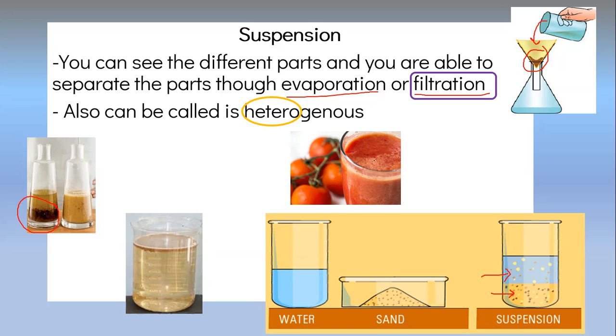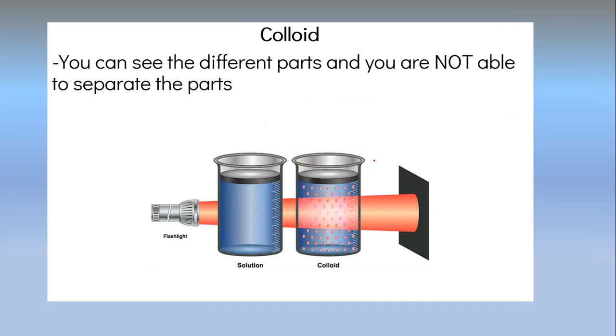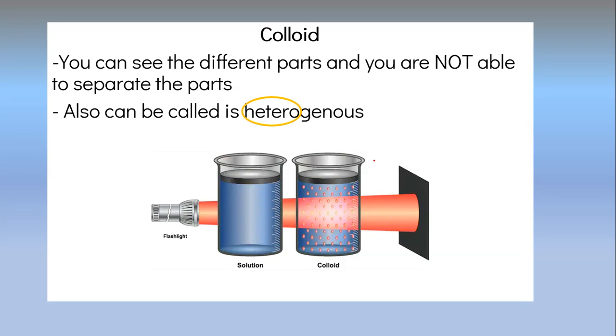Here is the classic tomato juice. So tomato juice, you can see all the pulpy pieces in there. So you can use a sieve to separate them, or orange juice with pulp is the same thing as well. Colloids are a little bit different. They're weird. You can see the different parts, but you typically have to shine a light through them or look at them at a window. So sometimes some people will classify them as homogeneous because they look like they're the same, but if you actually hold it up to a light, you can see the different parts. So I classify it as heterogeneous.